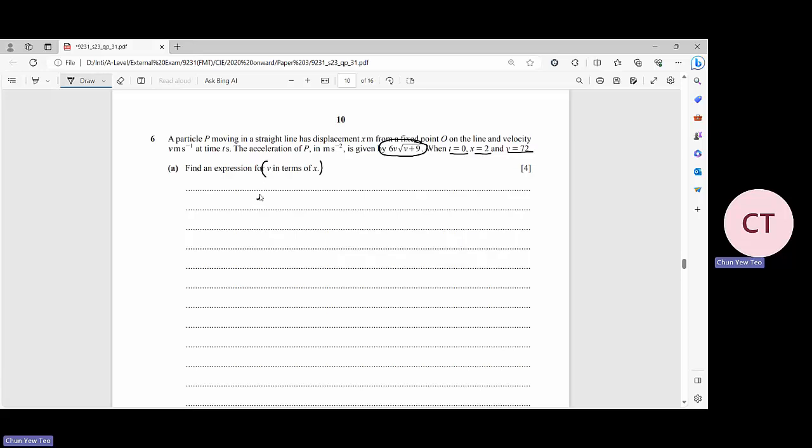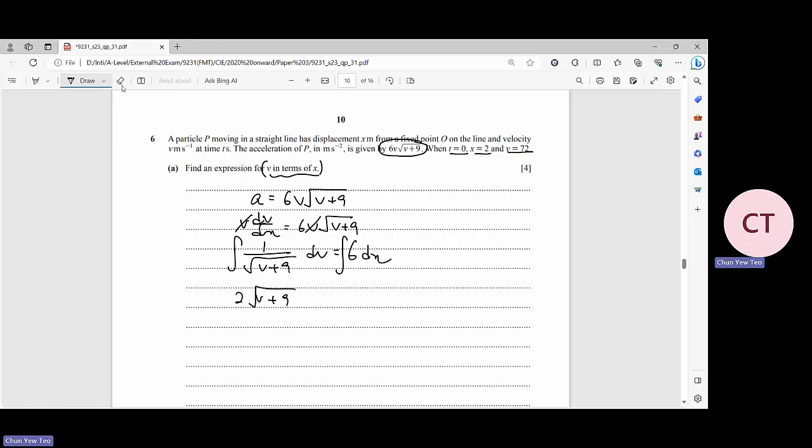So for these questions, your acceleration is 6v square root of v plus 9. Since they want v in terms of x, we just need to change our acceleration to become v dv dx equal to the 6v square root of v plus 9. Okay, so the v can be cancelled. Then you get 1 over the square root of v plus 9 dv is equal to the 6 dx. We use separable variable to solve it. So over here, if you integrate this part, you can actually get 2 square root of v plus 9.